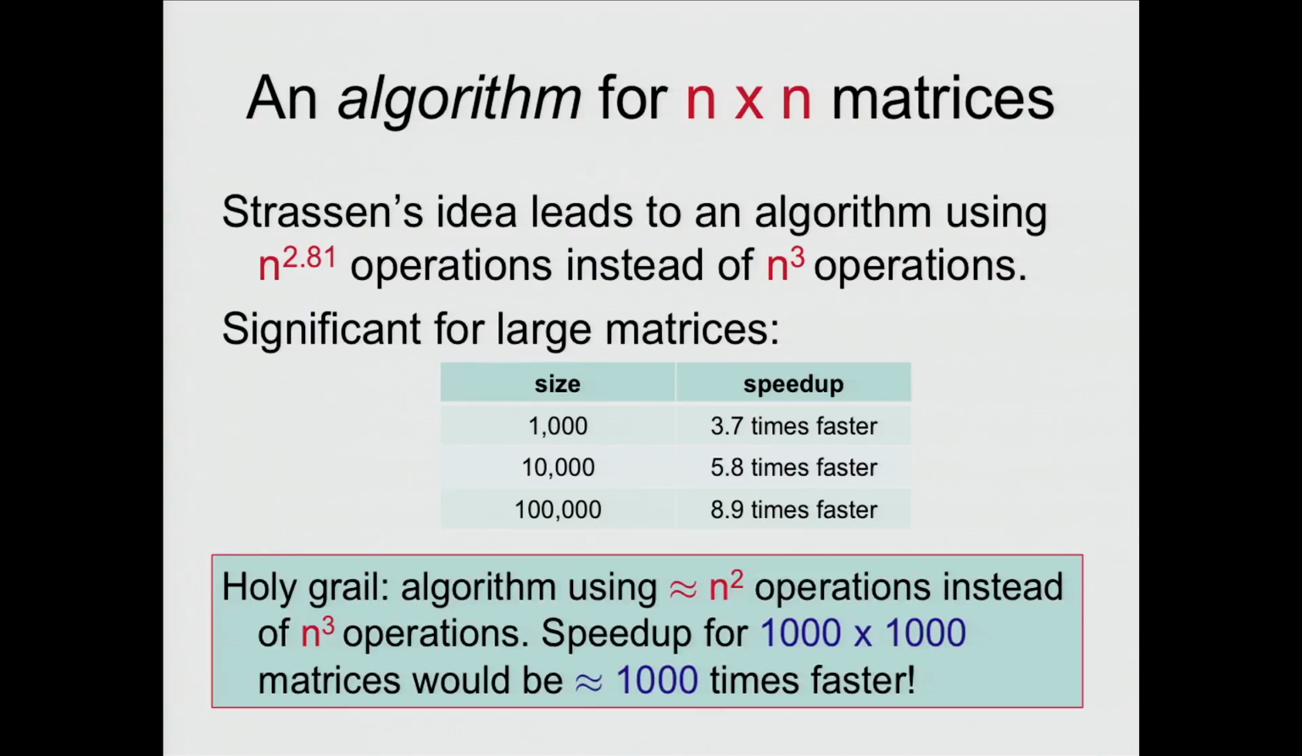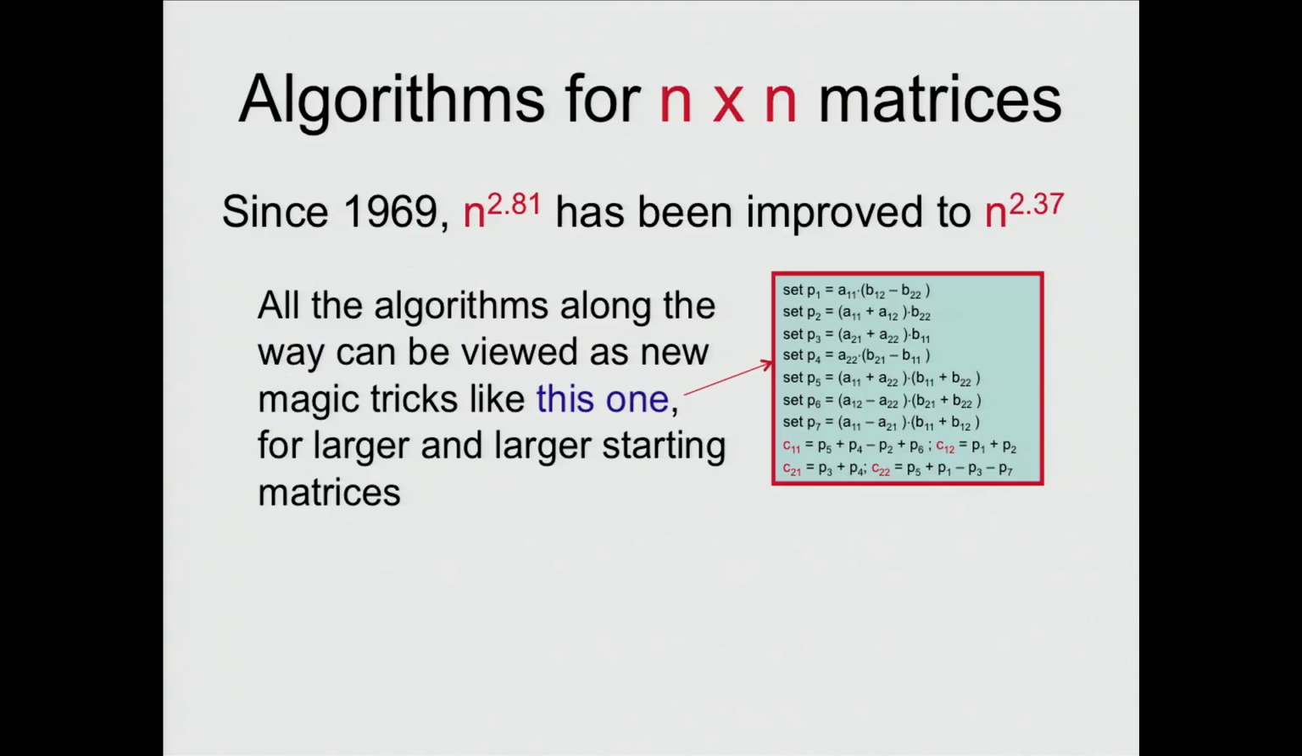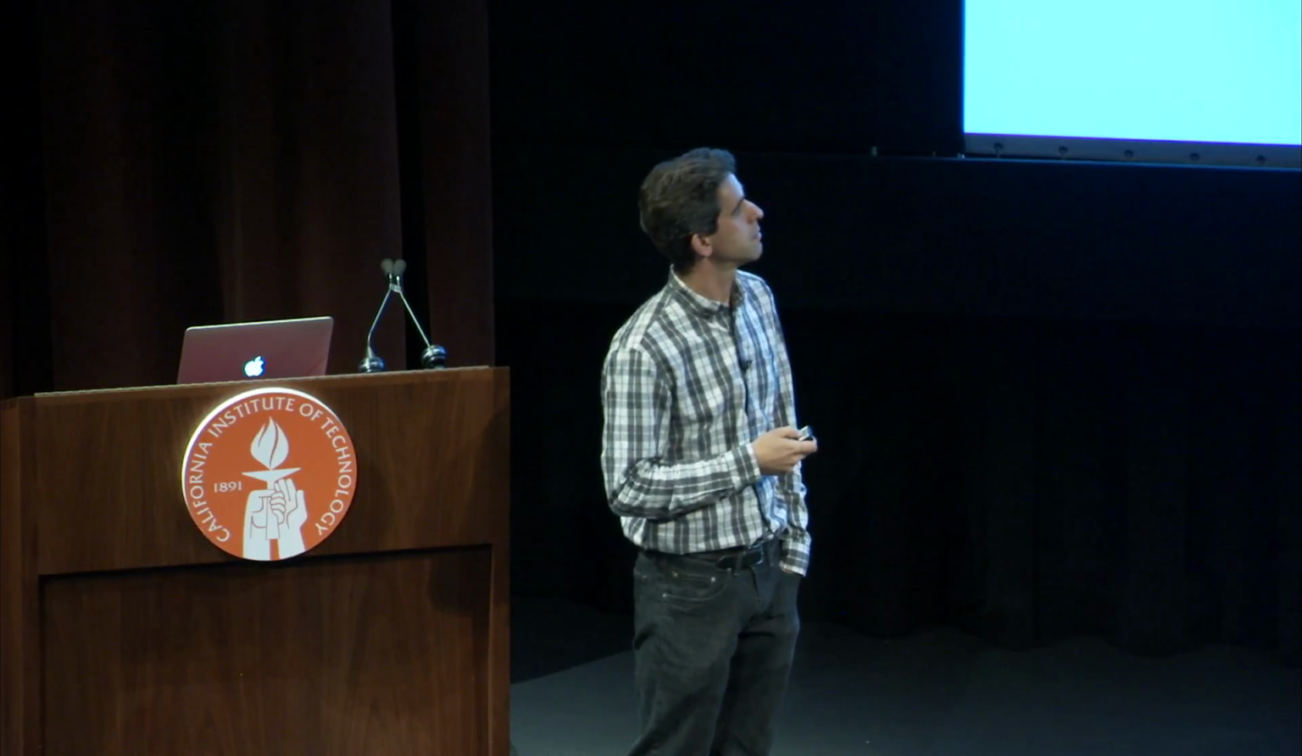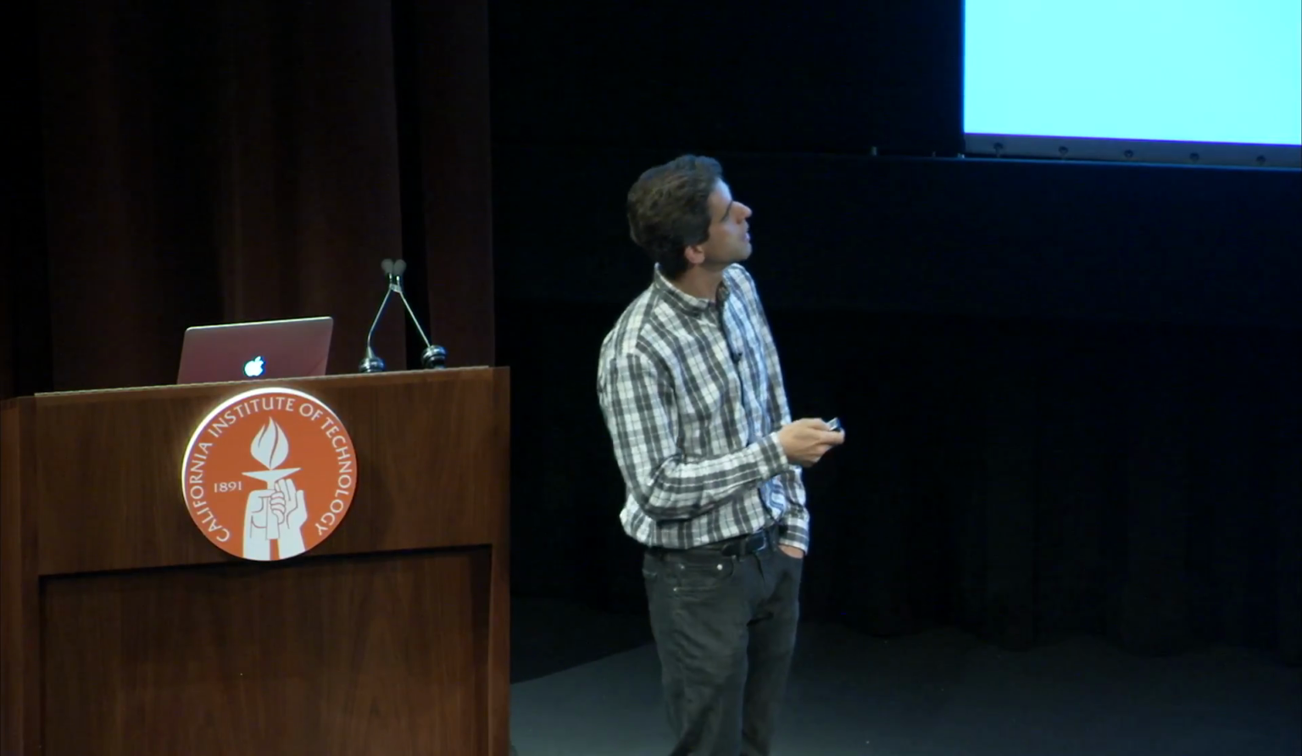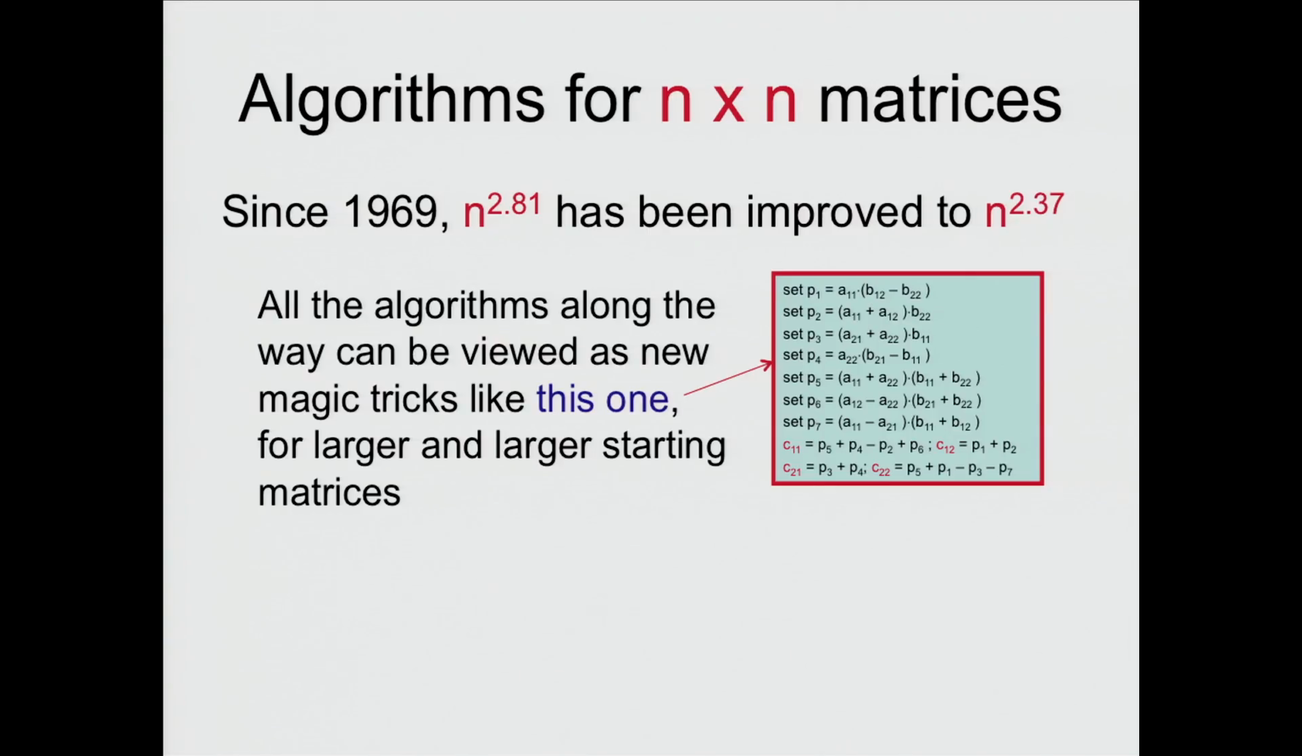But the holy grail here is to find an algorithm that takes something like n squared operations, and the speedup over the simple algorithm would be something like 1,000 for 1,000 by 1,000 matrices. Okay. So that's what we'd like to find. Okay, so since 1969, there have been a lot of people who've worked on this, and they've made improvements over the years that involve a lot of different ideas. They've gotten this exponent down to the 2.37, but not the 2 that we hope for.